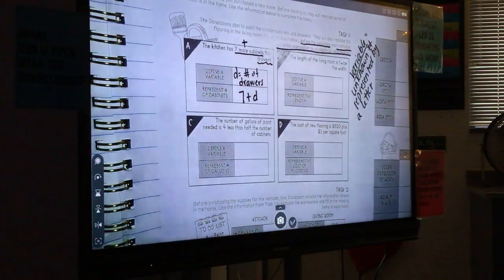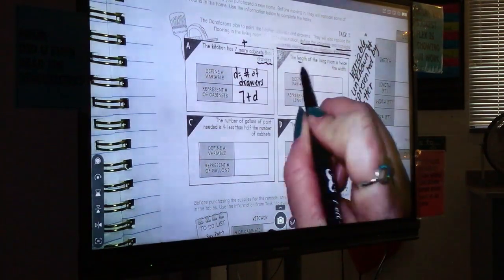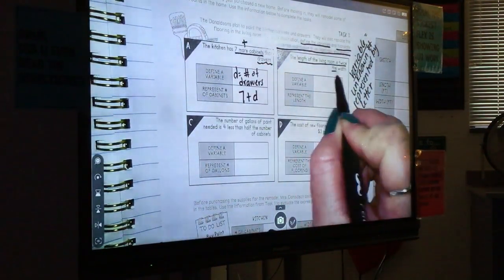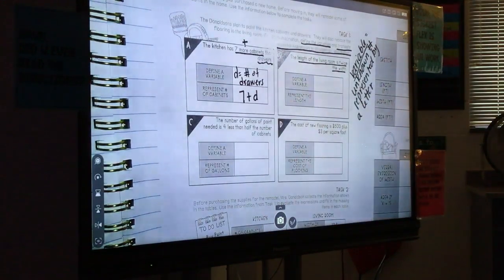All right, B, it says the length of the living room is twice the width. Okay? So, which one is our variable? Is it going to be our length, or our width? What do you think? Which one is our variable? Our length or our width? Gabe? Length. Not the length, because it tells you the length of the living room is.